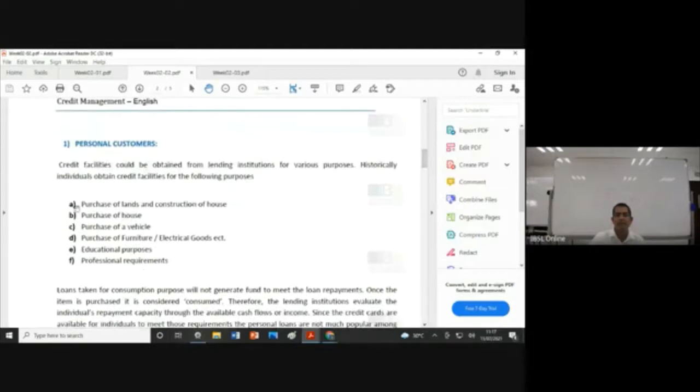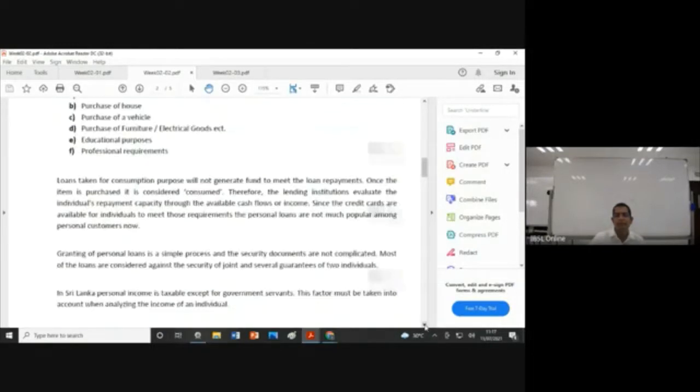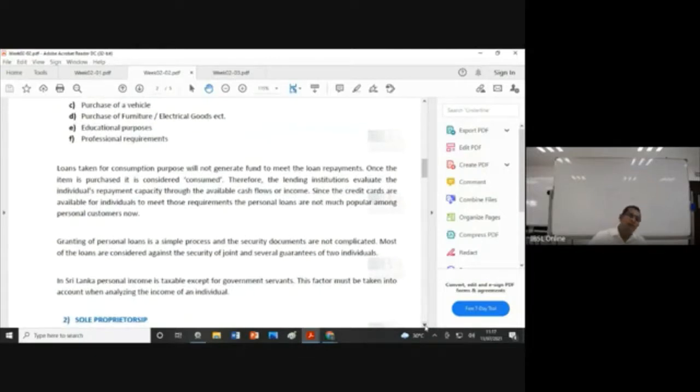These are the things you can do with them, and this is the funding. In Sri Lanka, personal income is taxable. So when you are talking about repayment, taxable income will be there because you need to pay tax. So repayment capacity will be considered after tax payments.